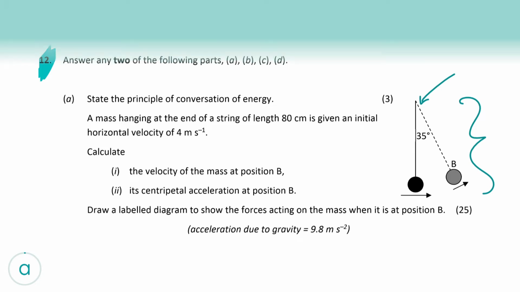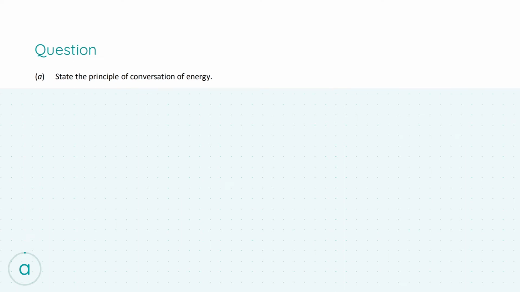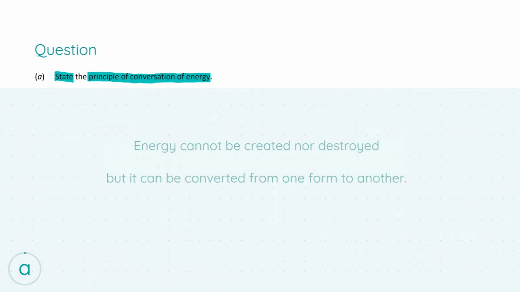Okay, let's get started. First things first, we have to state the principle of conservation of energy, okay? Now it just says to state, so all we have to do is state the definition itself, which is that energy cannot be created nor destroyed, but it can be converted from one form to another. And this definition will get you 3 marks.